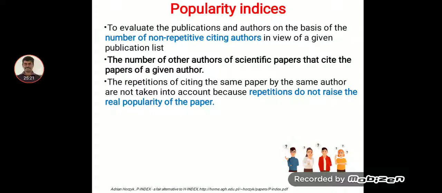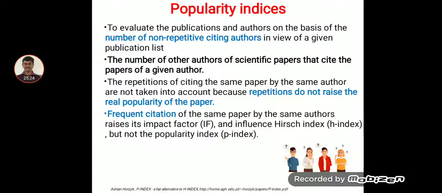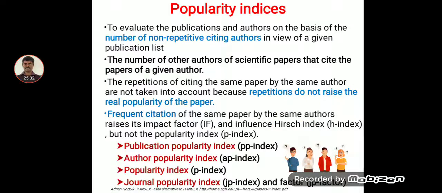That is how the popularity index is more common and more important also. The frequent citation of the same paper by the same author raises its impact factor as well as the H index, but not the popularity index. There are various popularity indices, which include the publication popularity index, author popularity index, and journal popularity index, which is the JP index. If it is pertaining to factor, we call it the journal popularity factor. If you are interested in more on these popularity indexes, you can refer to this publication by Adrian on the P index, that is the popularity index.